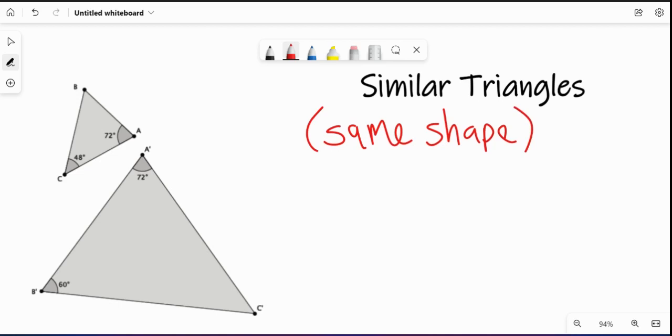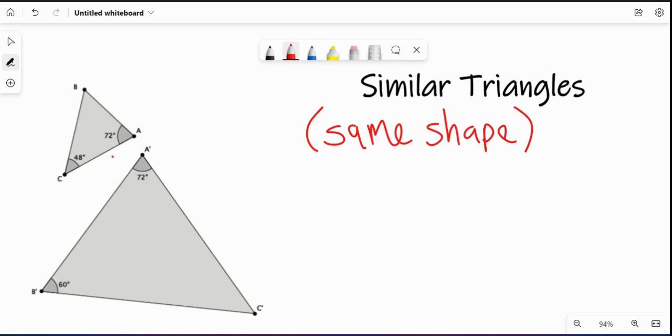And to determine whether they are the same shape or not is whether or not they have the same exact interior angle measures. All right, so we're going to look at these two triangles and see if they have the same exact interior angle measures to be able to determine if they are similar. So we have triangles ABC, and then A prime, B prime, and C prime. This little notch here, that's called prime, okay?